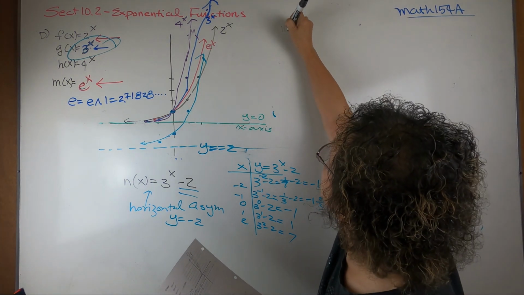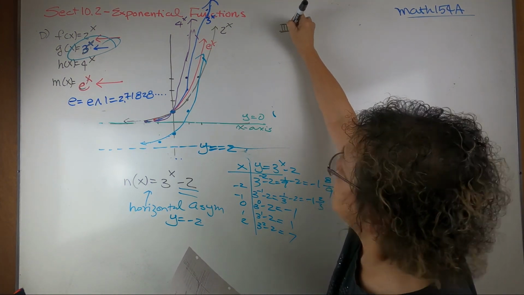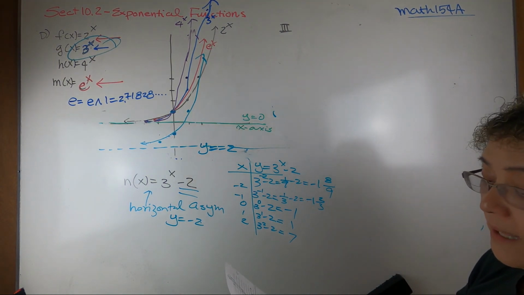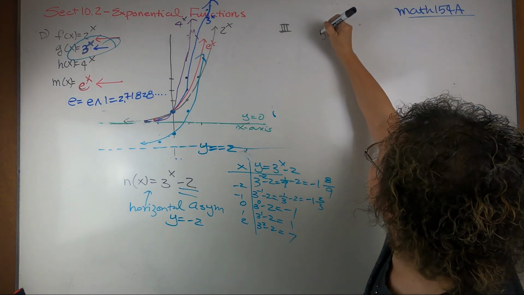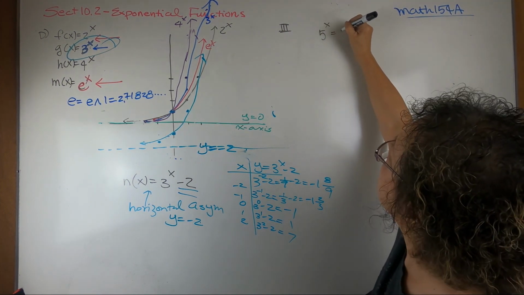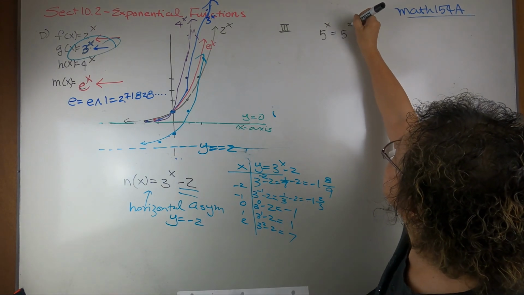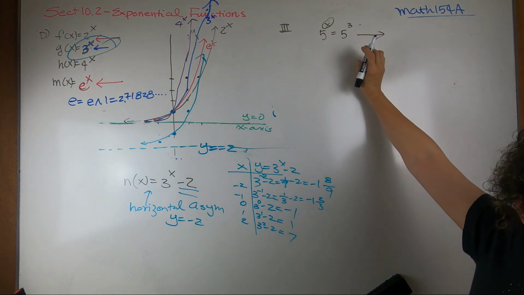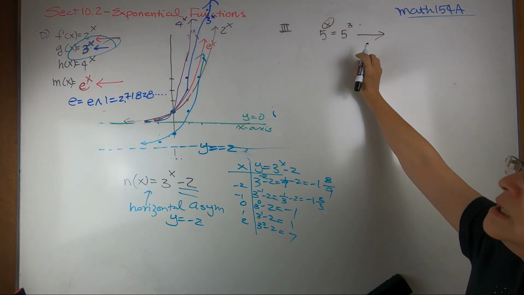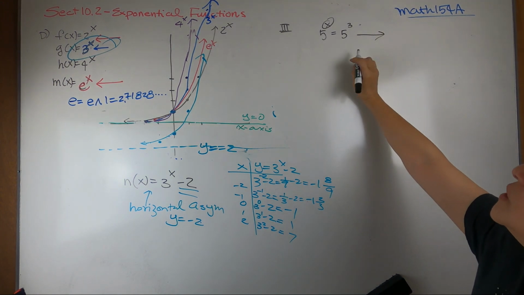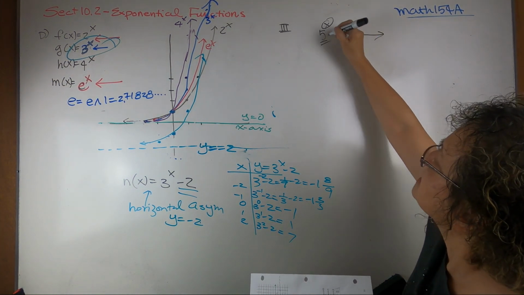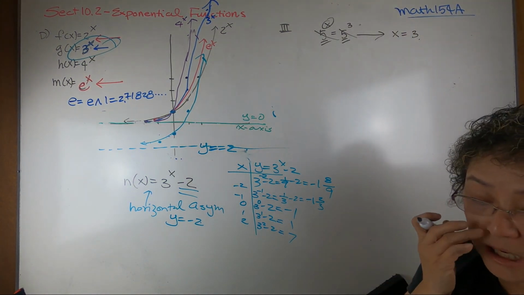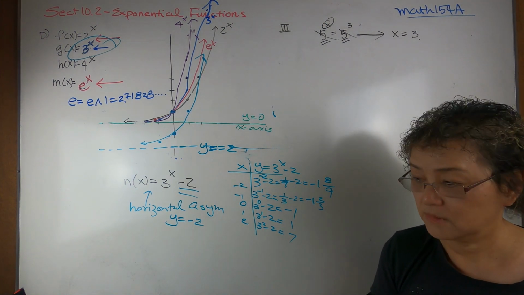So let's look at some exponential equations. If I have say 5 to the x power equals 5 to the, say, third power, what's your x? We have an exponential equation. If you have the same base, you can just ignore those, then x is 3. That's how we solve it.